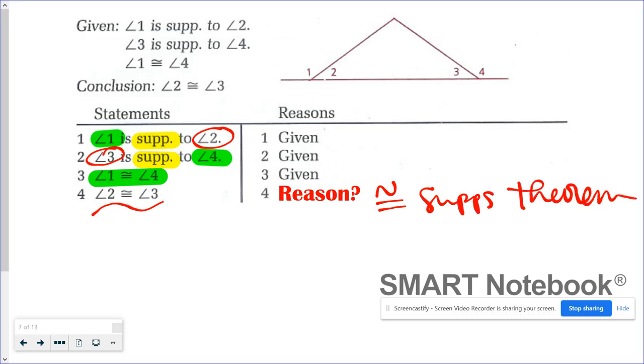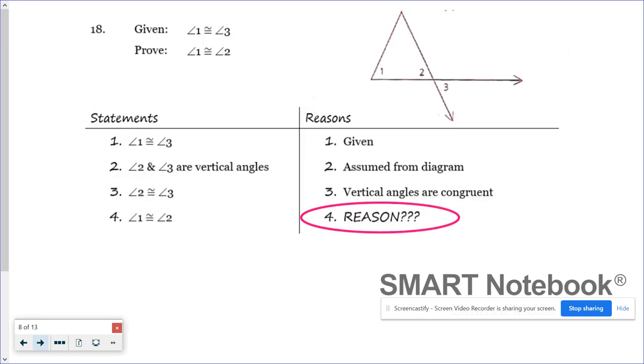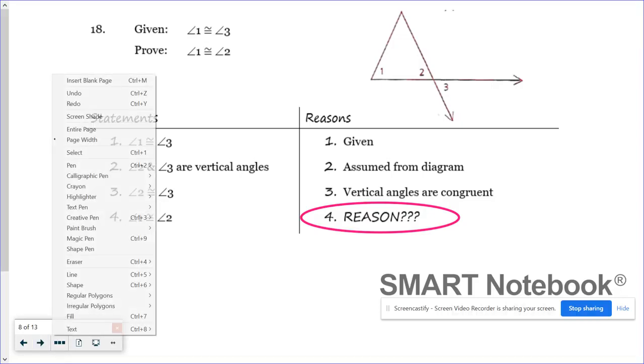Okay. What about this one? We are given that angle 1 is congruent to angle 3. From my diagram, I know that angles 2 and 3 are vertical angles, which means they are congruent to each other. So why is angle 1 congruent to angle 2?